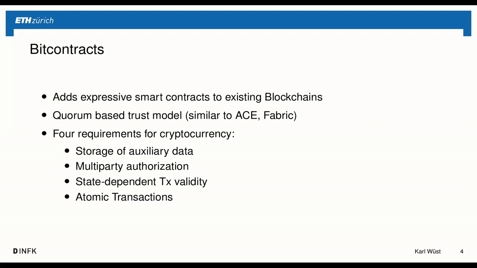The last property that the underlying blockchain needs to provide is transaction atomicity for transactions with multiple sources and multiple destinations. And this property is needed to make sure that the smart contract can send and receive funds.